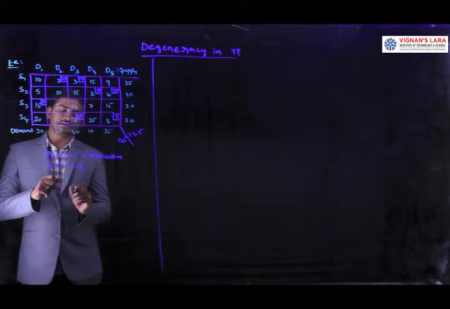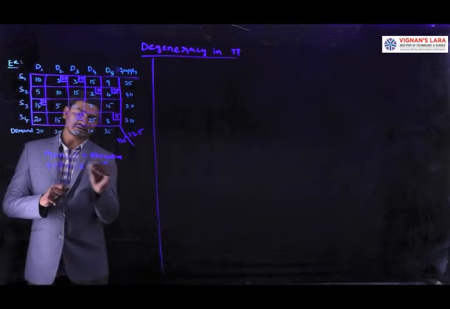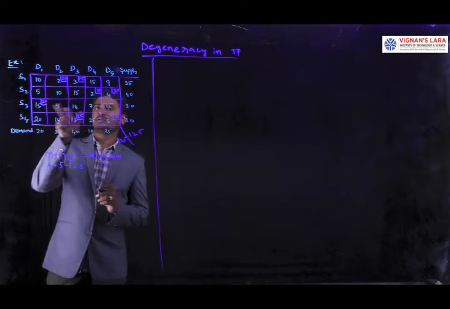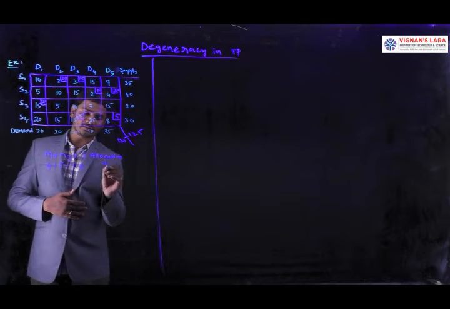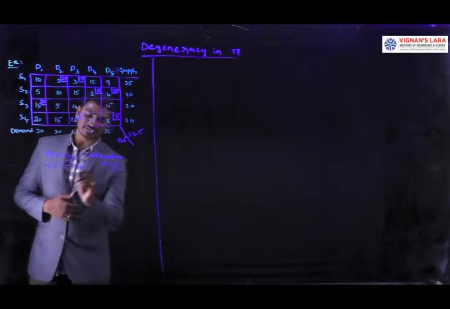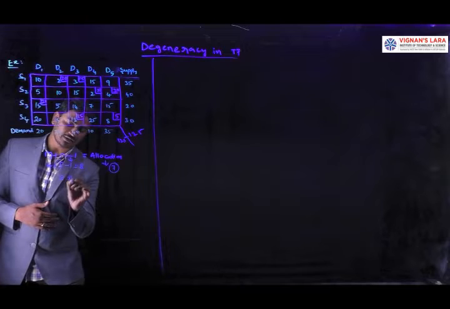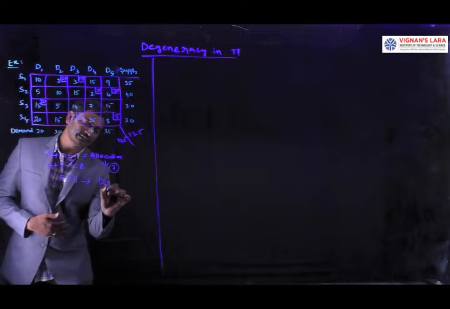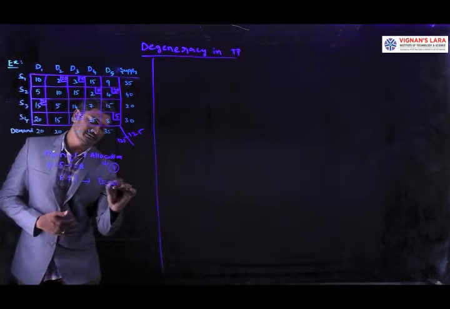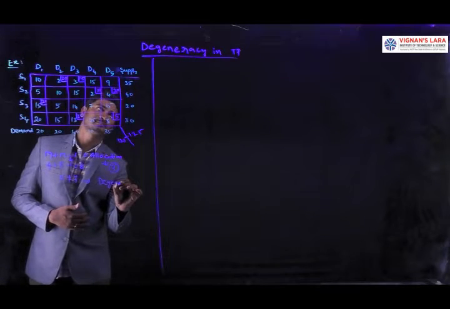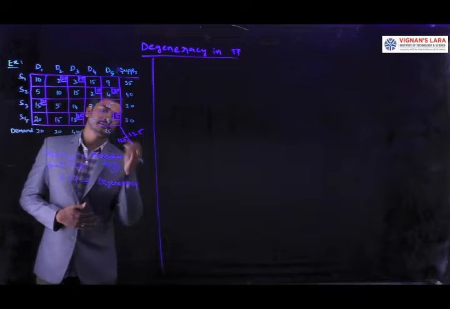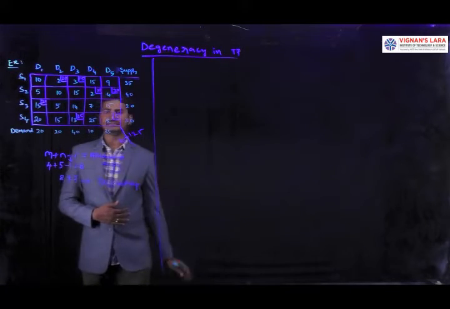8. But what are the allocations? Here we have a total of 7 allocations. Only 7 allocations. It means 8 is not equal to 7. So the given problem is in degeneracy.